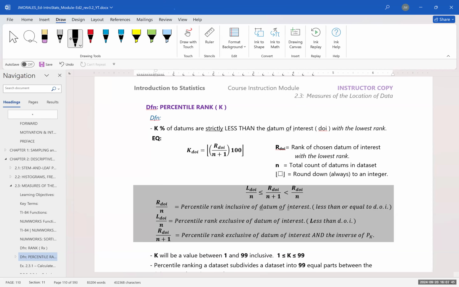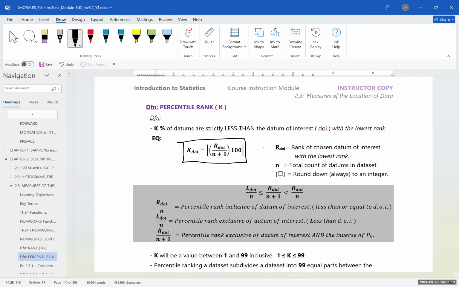Okay, now let's look at the concept of percentile rank. Percentile rank is usually assigned the variable capital K. K% of datums are strictly less than the datum of interest with the lowest rank. And it follows this equation here.